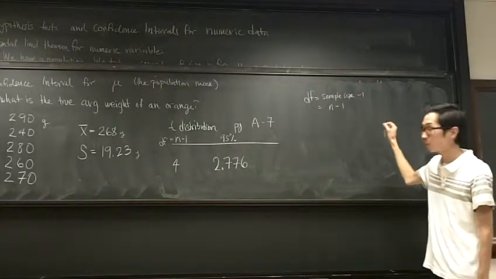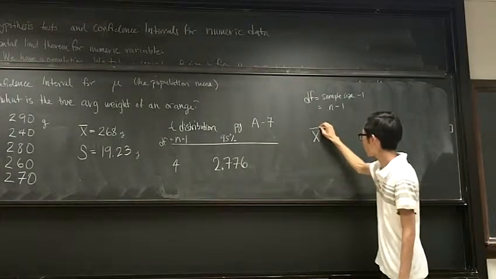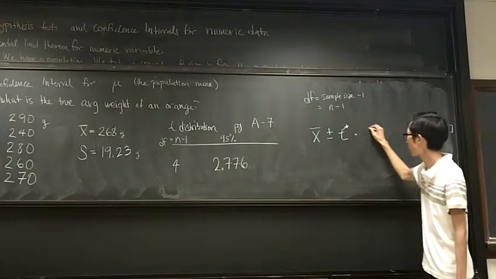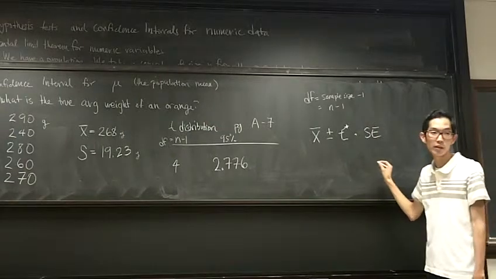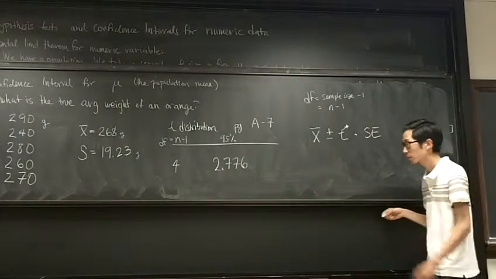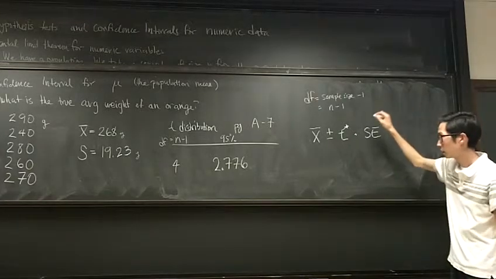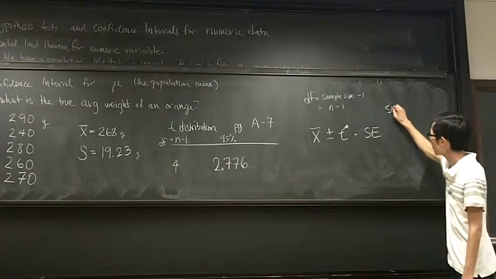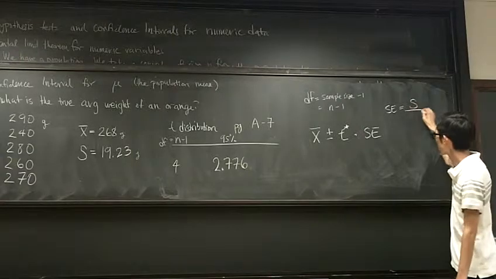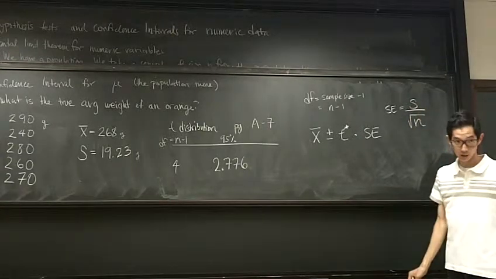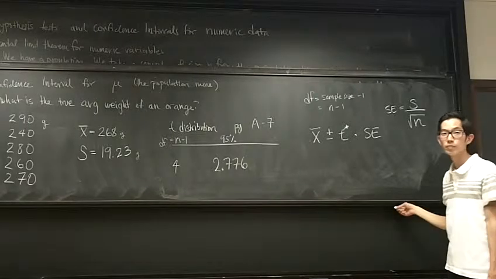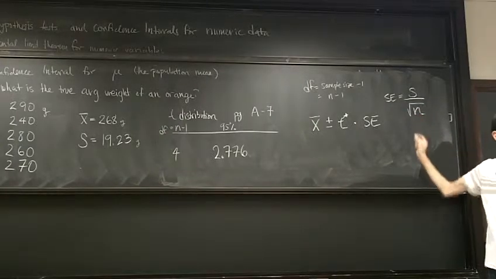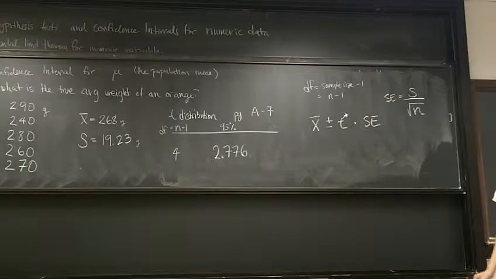Okay, so to make a confidence interval, it's going to be x bar plus or minus my critical value t star times the standard error. We're replacing the z-score, the critical value. Now the critical value is 2.776, and my standard error is going to be s divided by the square root of n. That's my standard error. The t comes from the t table.